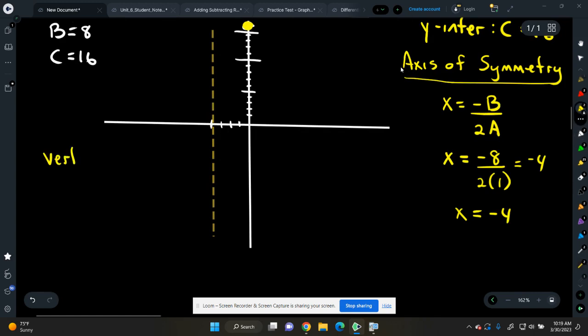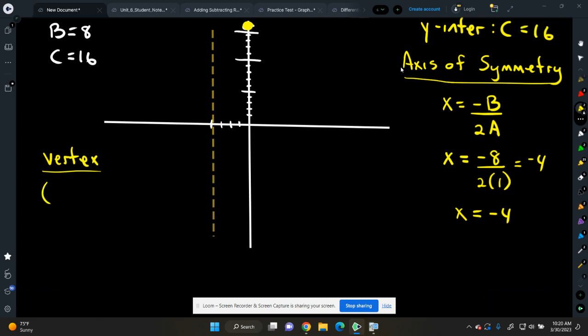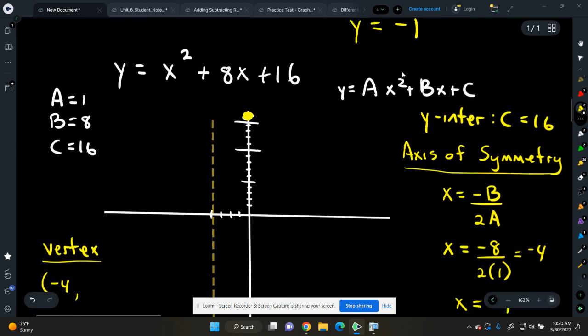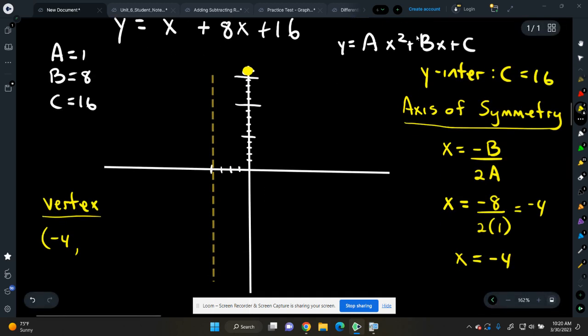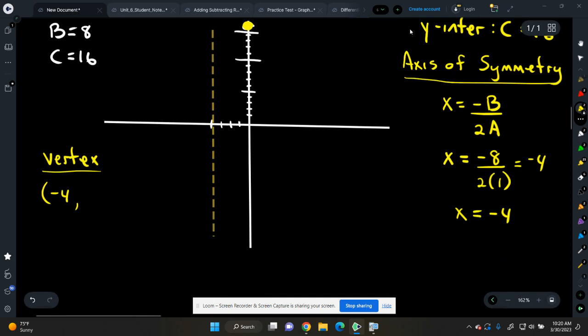Okay. Jonah, what do I do to find my vertex? All right. I already have the x. Brooke, what is the x of my vertex? -4. Okay. Jonah, how do I find the y of my vertex? Y equals, what does y equal? Okay. Are you taking notes? All right. So y equals x squared plus 8x plus 16.